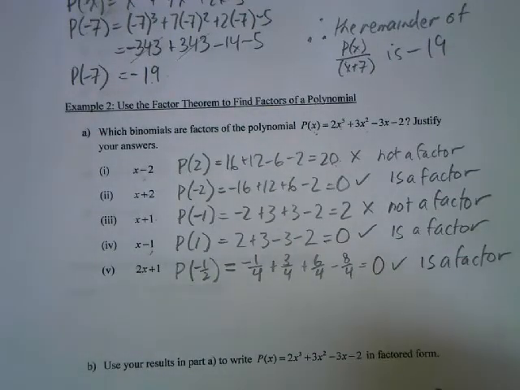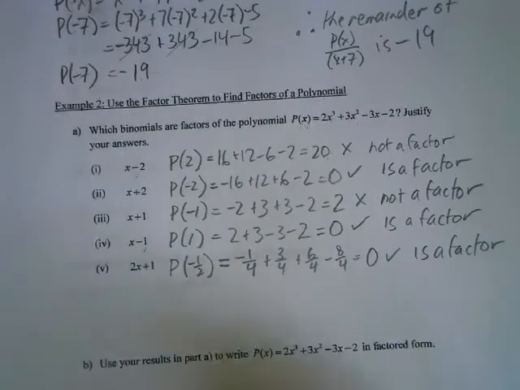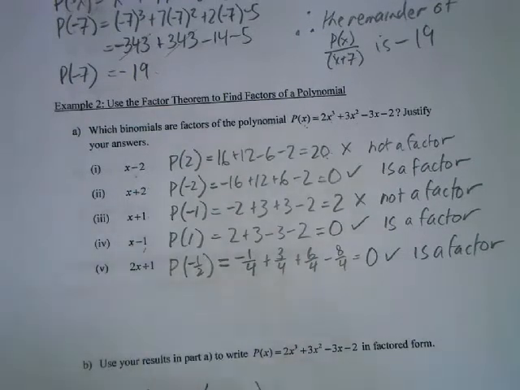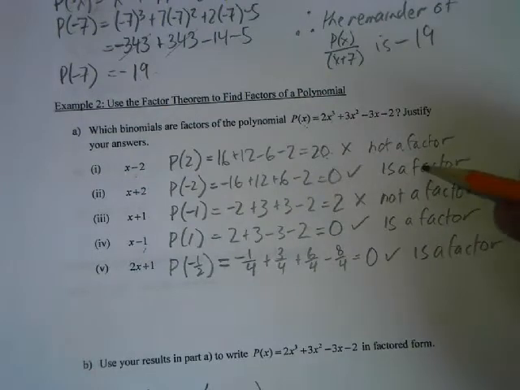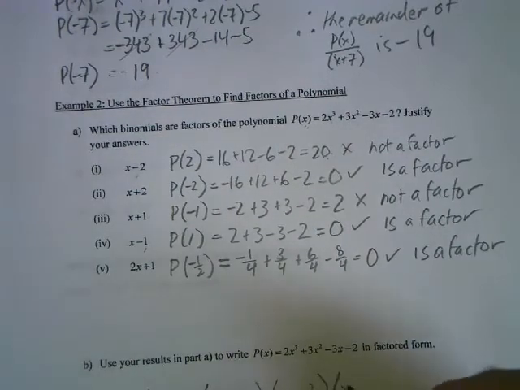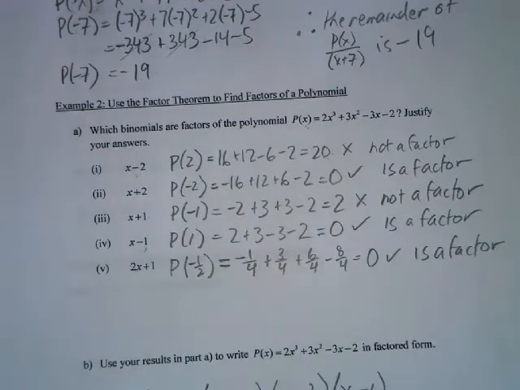Doesn't matter the order. Multiplication can be in any order. It doesn't change the outcome. So I'll just put 2x plus 1 as my first, and then I'll decide, okay, let's put x plus 2, and then x minus 1, just because I felt like it.